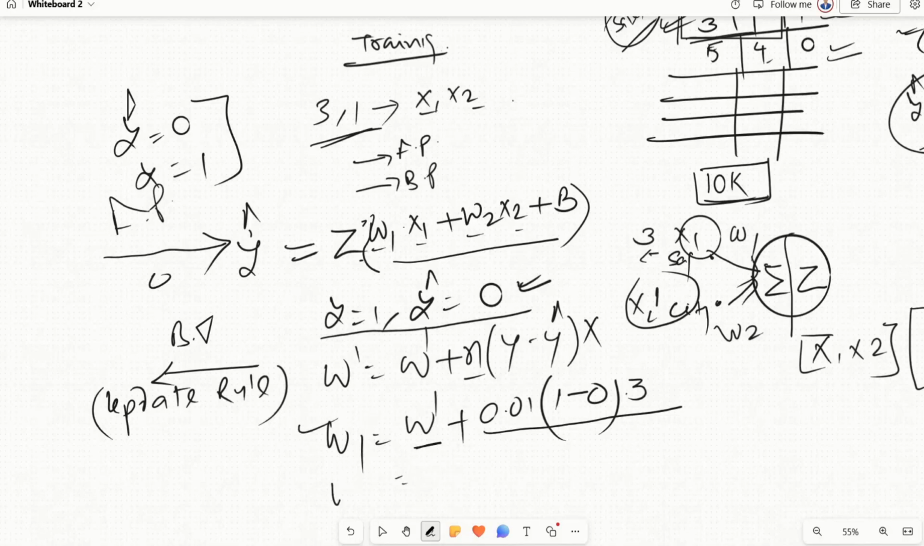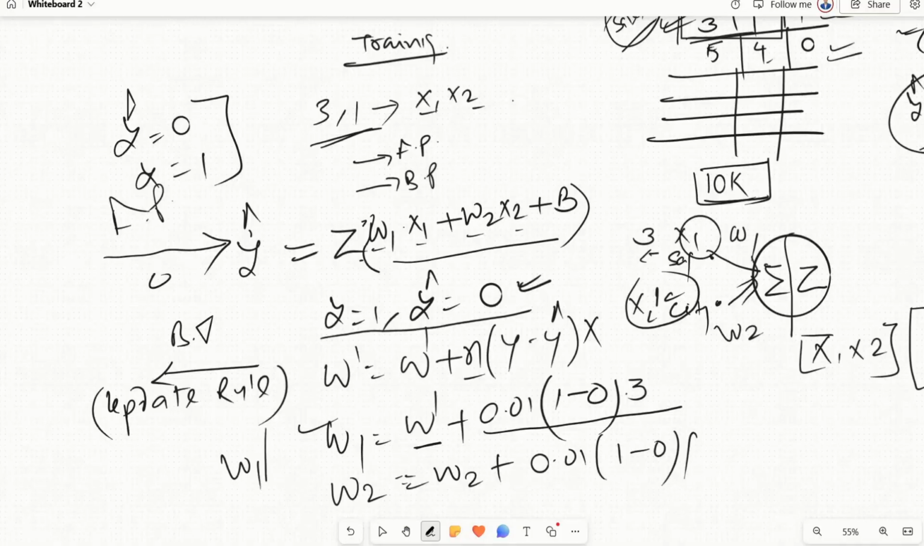Similarly for w2, it will do the same equation. w2 plus eta, which is 0.01, times the difference, 1 minus 0. And for w2, what is the x2? x2 is equal to 1, so 1 into 1. This way, if you do the calculation, you will find w1 and w2.